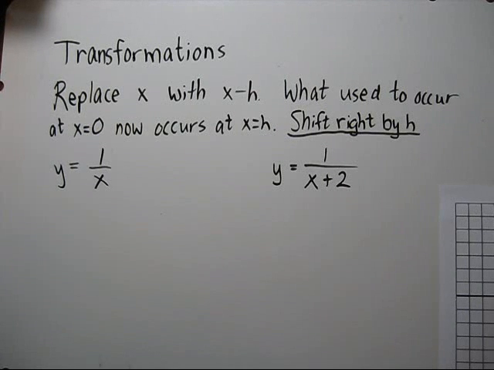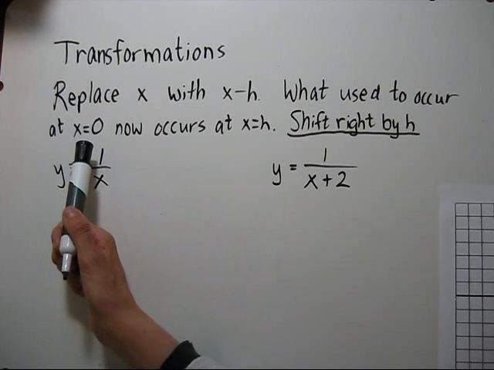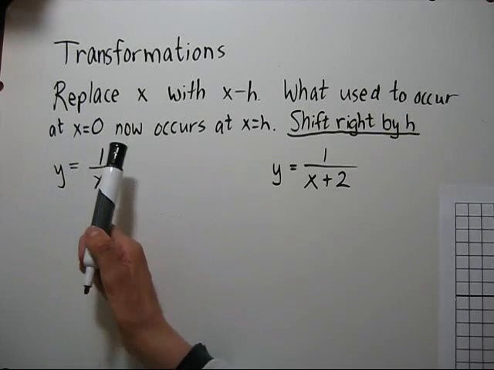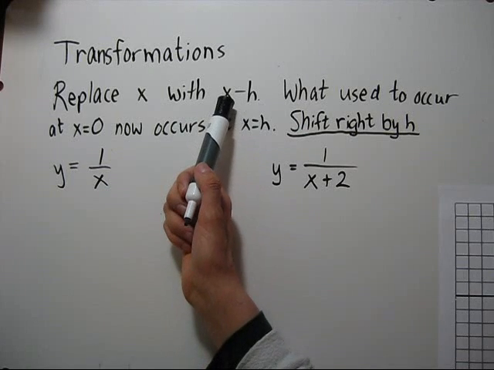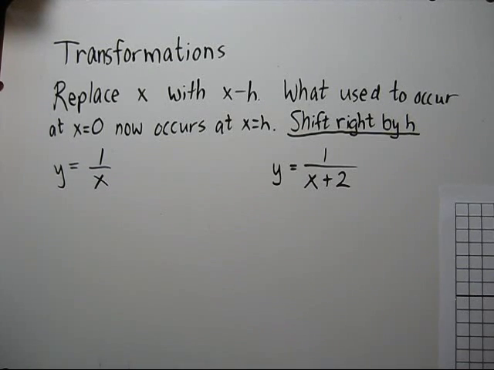Let's talk about what happens when we replace x with x minus h in a graph. Well, what if we had plugged in 0 for x in the original graph? We get some y out. To get that same y out, we have to plug in h for x to get a 0. So what happens is the graph is shifted to the right by h.